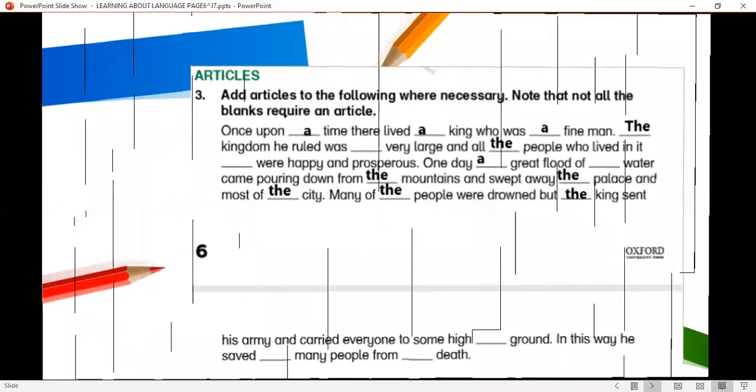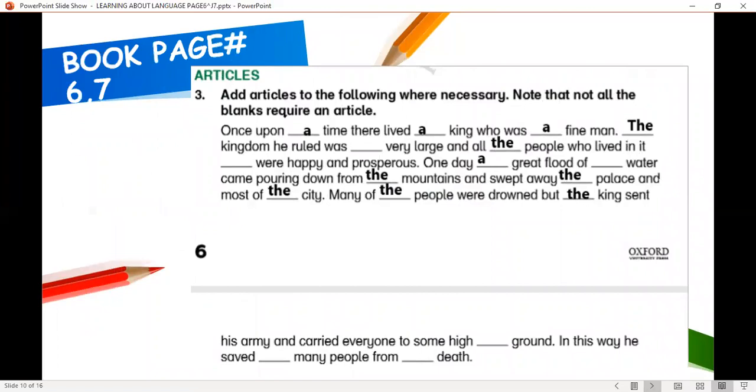Let us move on towards your book, page number 6, and half of the exercise is on page number 7 under the heading of articles. Question number 3. Add articles to the following where necessary. Note that not all the blanks require an article. Now, I have done it for you.